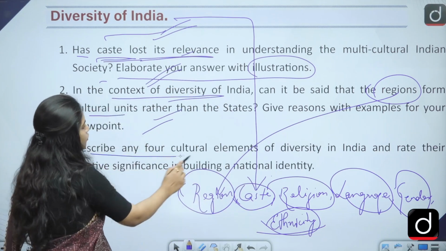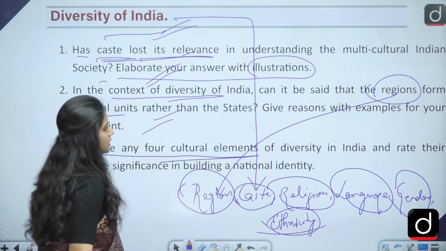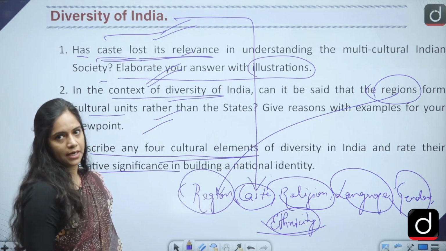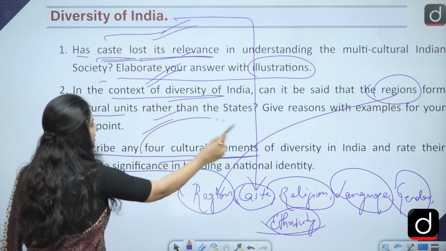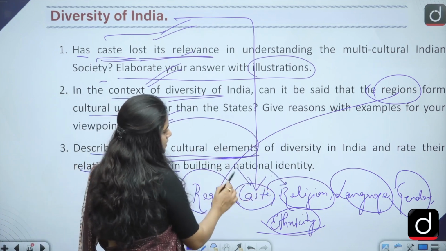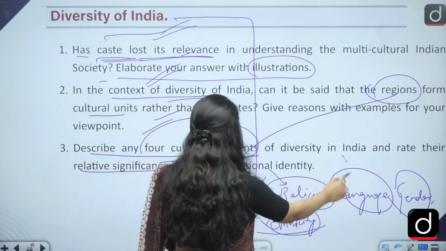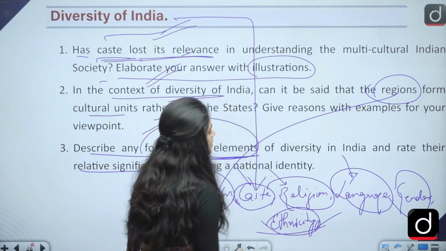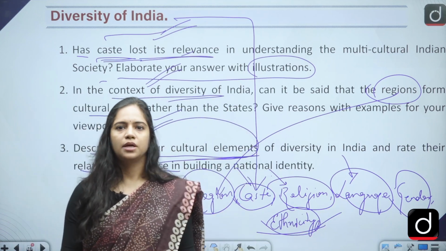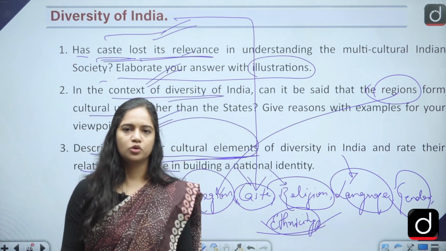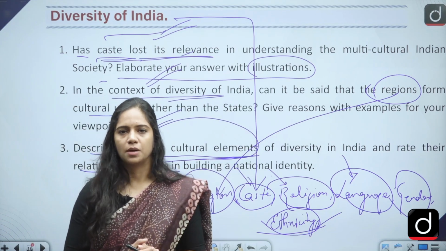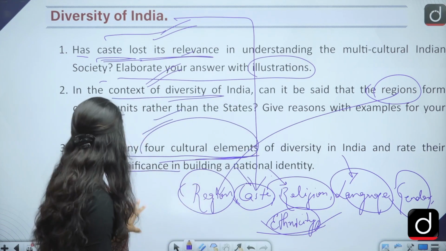Then, describe any 4 cultural elements of diversity in India and rate their relative significance in building national identity. Now, 4 cultural elements you can pick from here itself. Religion is one cultural element, caste is another, language is another, ethnicity is another. Your answer is done right here. That is why I'm telling you, if you read PYQs, you would know that nothing is out of syllabus and you do not have to break your brains to come up with the answer. The answers are right there.